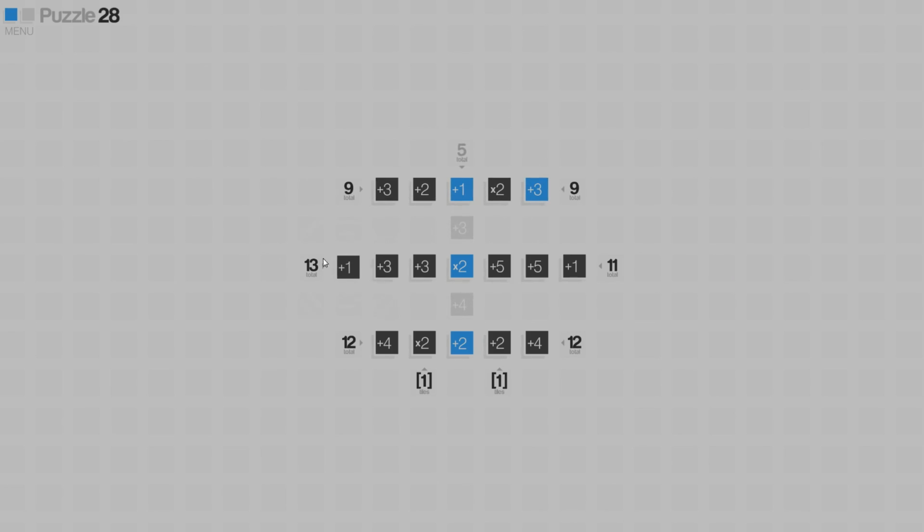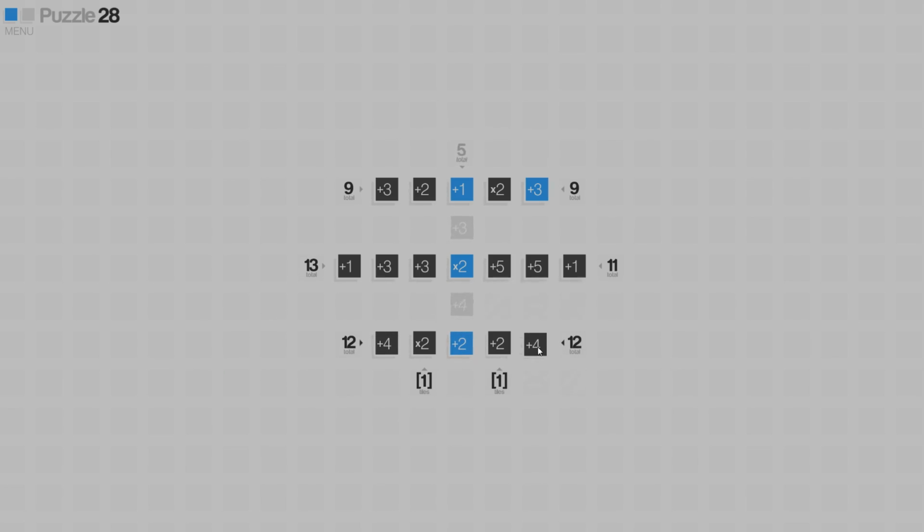So apparently we have to look closer into this column here, I think. Or can we do something in this row here? Not sure. Let's see. We could use addition tiles. 4 plus 2 plus 4. Oh no, we need 12, not 10. So yeah, it's all addition tiles.